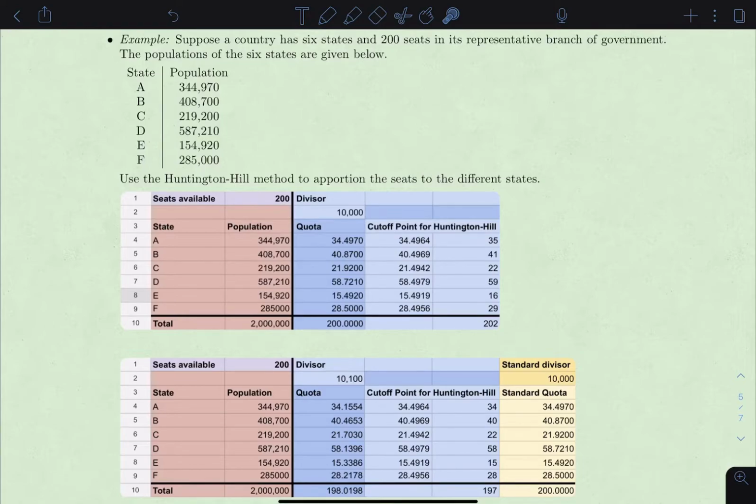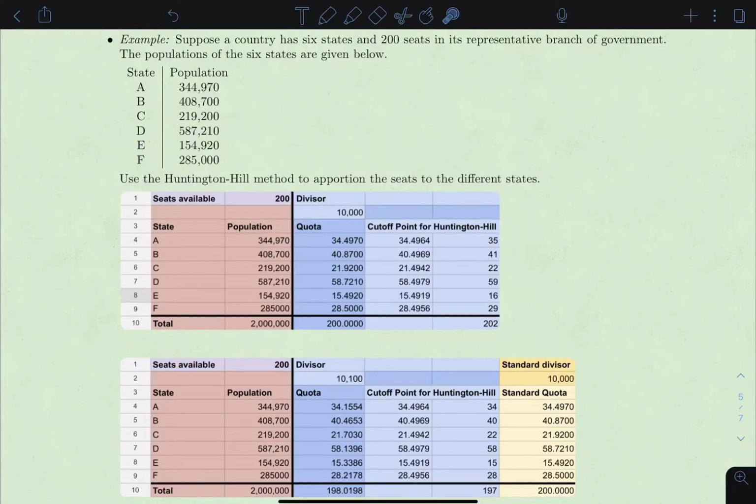If we could divide all the populations exactly by 10,000, then these quotas would be how many seats each state should get. And you can check that 344,970 divided by 10,000 is 34.497. That's just moving the decimal place over 4 times. All of the numbers in the quota column are the population divided by the divisor. That's the starting point for all of our methods.